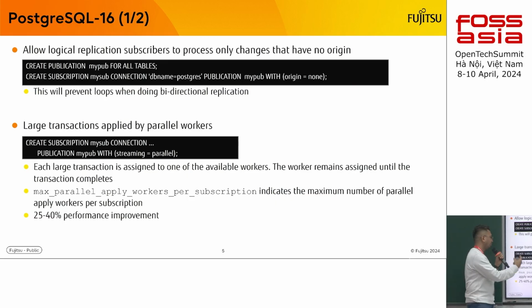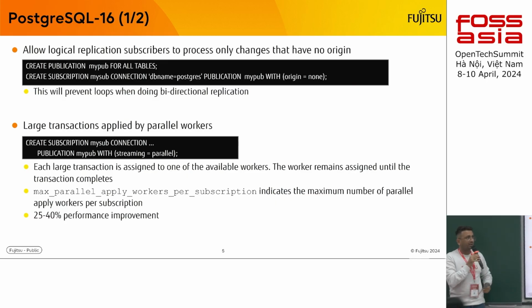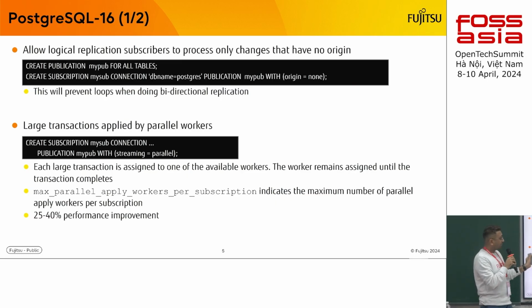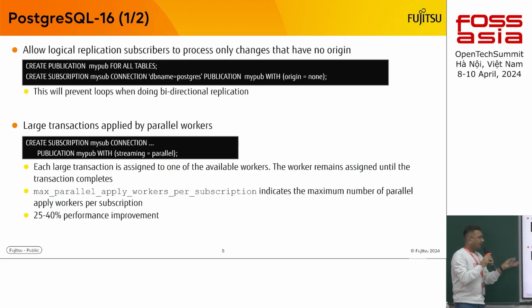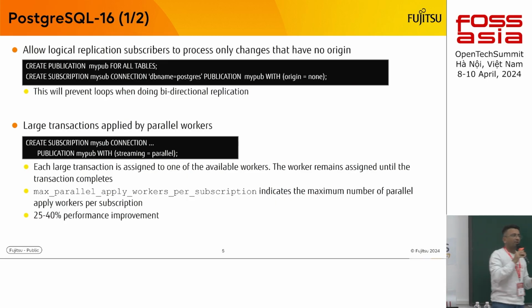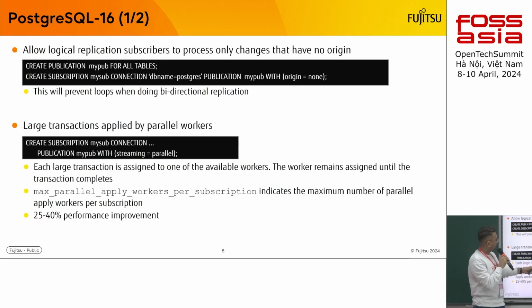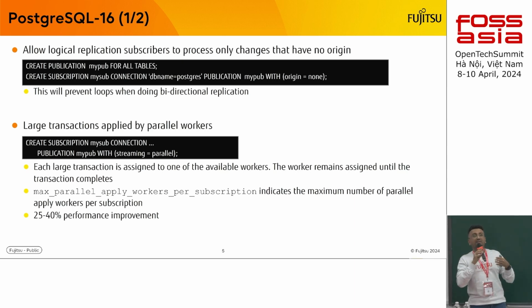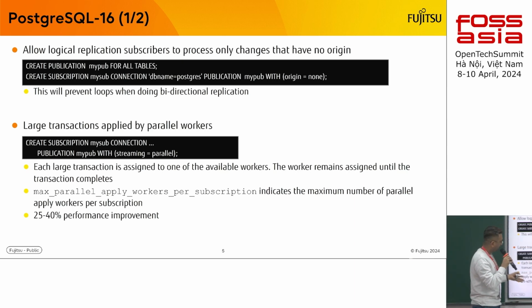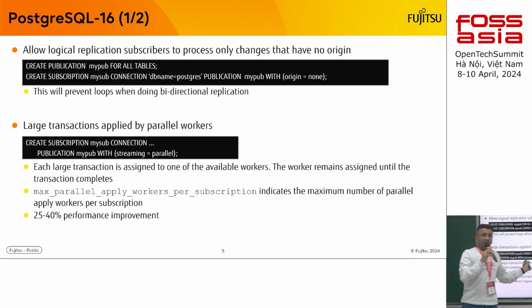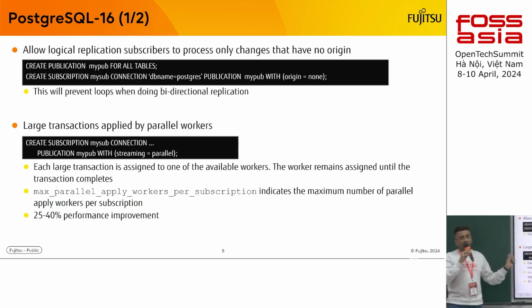So what happens when we create a subscription with the streaming equal to parallel parameter is that a worker is assigned to that large transaction until the transaction is finished successfully. And we can control the number of workers by modifying the parameter called max_parallel_apply_workers_per_subscription. This parameter is introduced in PostgreSQL 16 and is available inside the configuration file of PostgreSQL. Overall, with this new enhancement, a 25 to 40% performance benefit is observed.